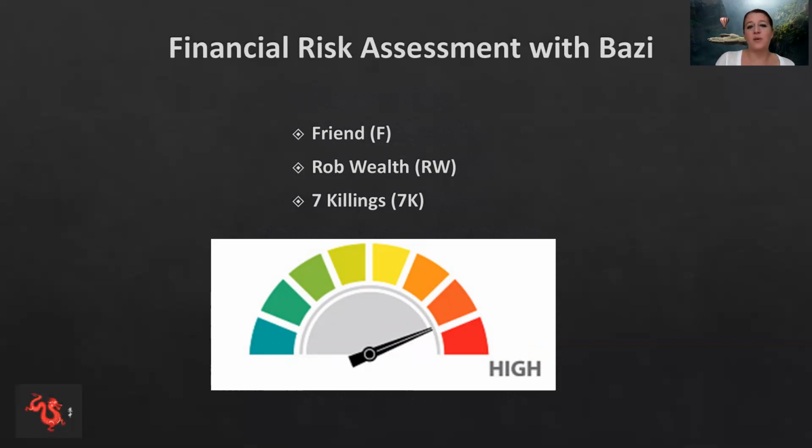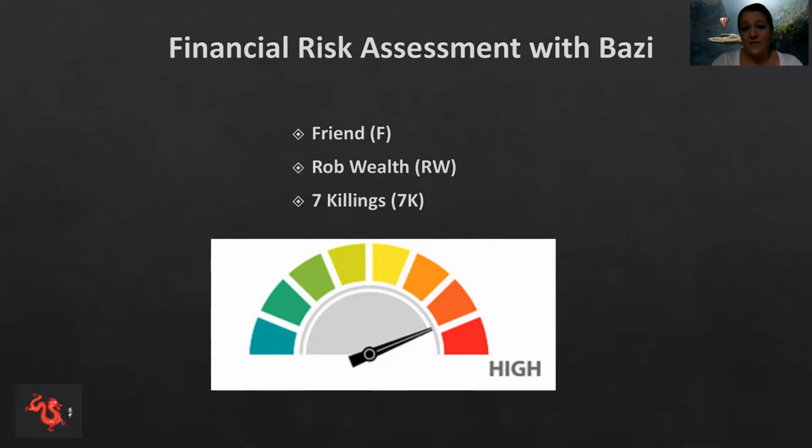The good thing about the Rob Wealth people is that, because of their big network, their large circle of friends, they usually have a few friends to fall back on once they get themselves into a financial problem. So they usually have someone they can ask for help. And then finally, we've got the seven killings. If you have the seven killings in your main T of the month branch, then you tend to like gambling and high stakes investments. You like the adrenaline that comes with something that is fairly risky. Now, that obviously brings in a lot of opportunities, but you also tend to take stupid risks very often, and that's when this becomes a problem.